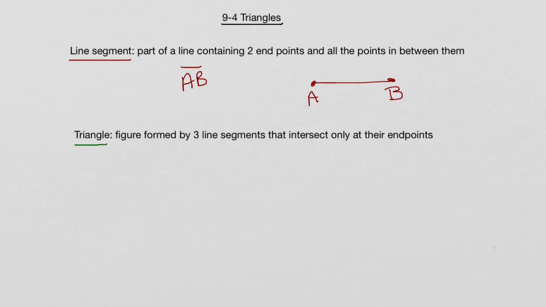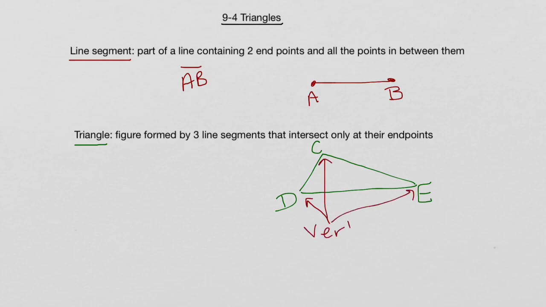Okay, our next geometry vocabulary is a triangle. And you've all seen what a triangle is. It's a figure formed by three line segments that intersect only at their endpoints. So we could draw three line segments that intersect only at their endpoints. And again, we would label a triangle by labeling the vertices. Each one of these is a vertex. Plural of that is vertices. Those are called the vertices. And each one of these is called a side.